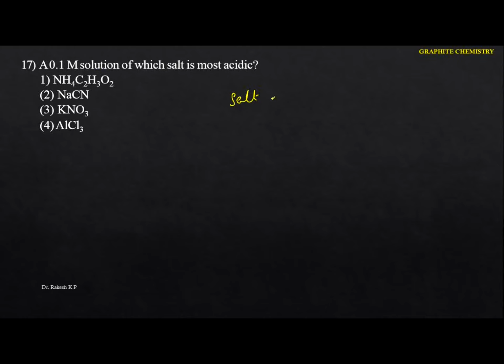That means a salt formed by a strong acid and a weak base. Strong acid and weak base. Okay, this is nothing but ammonium acetate, CH3COONH4. So this salt is formed by a weak acid and a weak base. Okay, let me write this: weak acid and weak base.